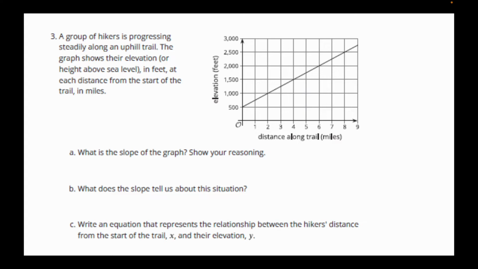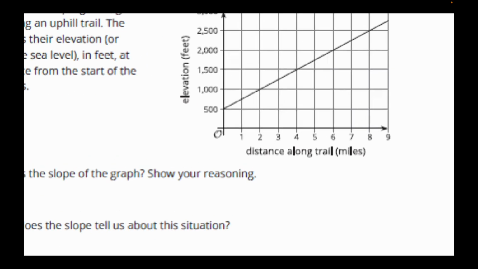So for question 3, a group of hikers is progressing steadily along an uphill trail, and the graph shows their elevation, or their height above sea level in feet, at each distance from the start of the trail in miles. So as they hike up the trail, this graph shows us how high they're climbing. So what is the slope of the graph? And show your reasoning. That is the first question.